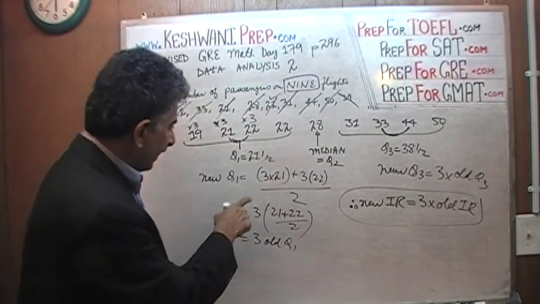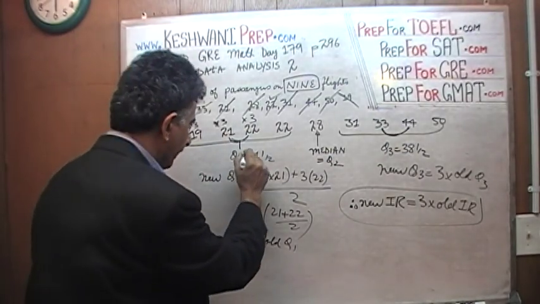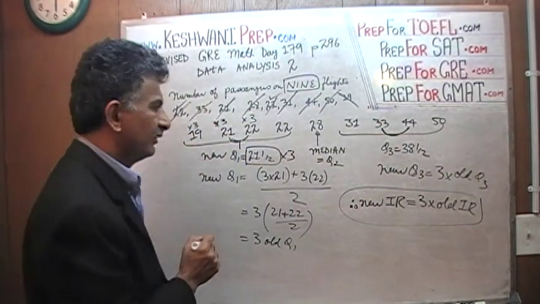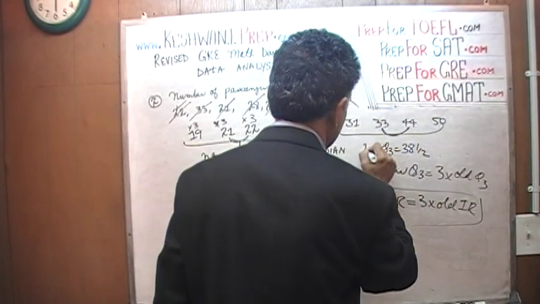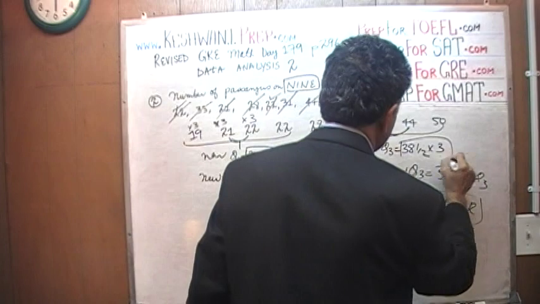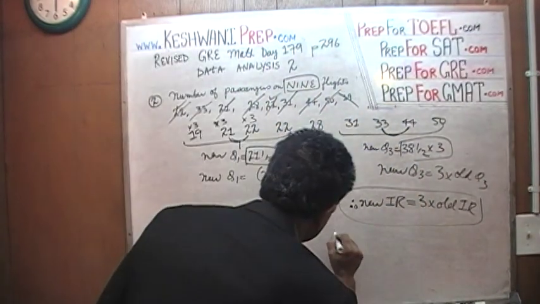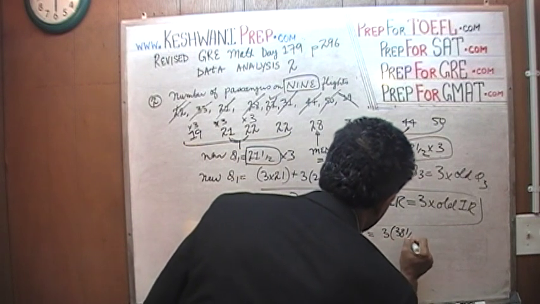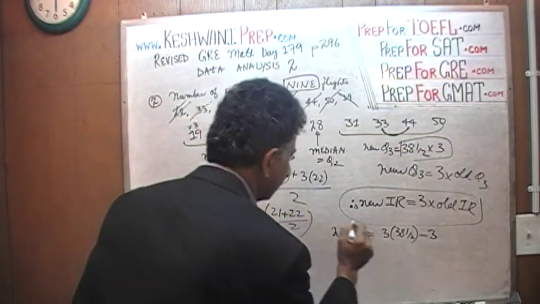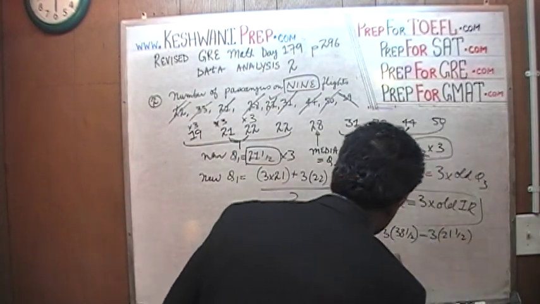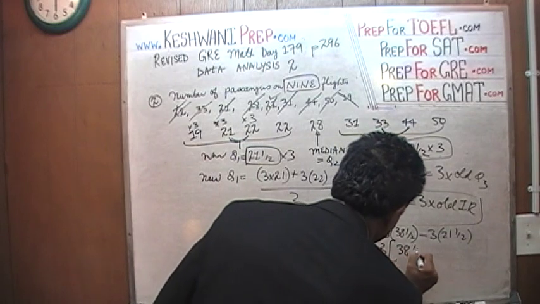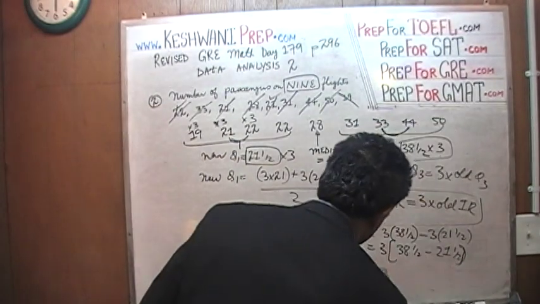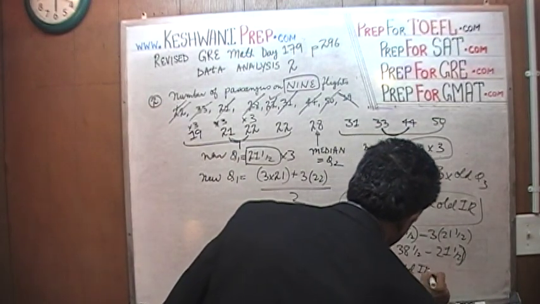Because this guy is 3 times as much, this guy is 3 times as much. Instead of 21.5, the new one is 21.5 times 3. Instead of 38.5, the new one is going to be 38.5 times 3. Therefore, the new interquartile range is going to be 3 times 38.5 minus 3 times 21.5, which is same as 3 times 38.5 minus 21.5, which of course is same as 3 times the old interquartile range.